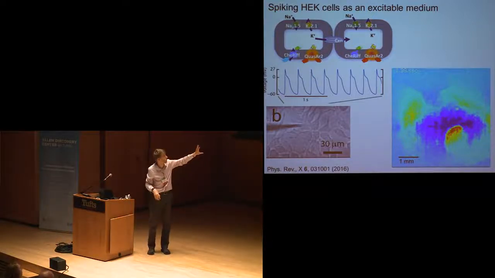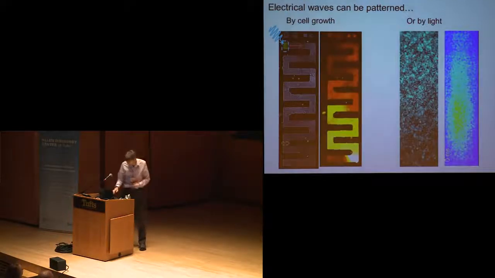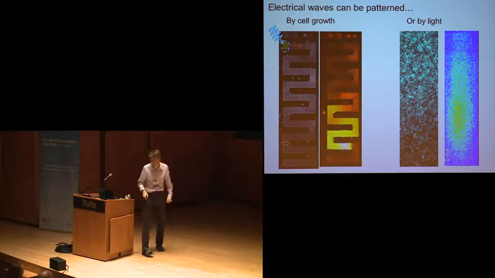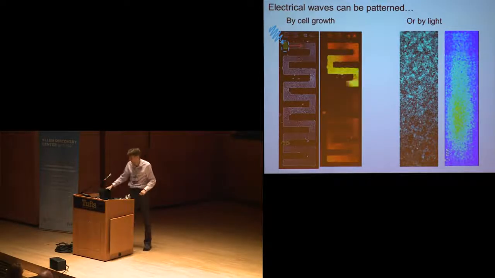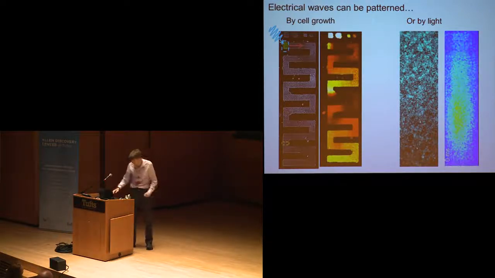So this is an emergent phenomenon which only happens in the large population of cells. Isolated cells don't spike like this. So then we started to explore these electrical waves. We developed techniques to pattern the growth of the cells. So here we have a little snake of the cells, and we'll stimulate them up here near the top. And so you can produce these electrical waves, which can propagate through these snakes. You can also pattern the propagation of these waves just using light.